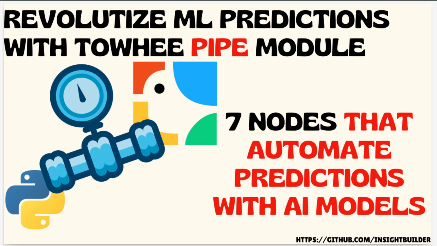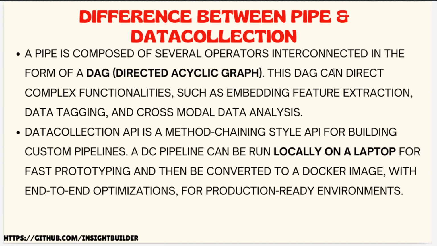Revolutionize ML predictions with the Towhee pipe module. Seven nodes that automate predictions with AI models inside Towhee. The difference between pipe and data collection.